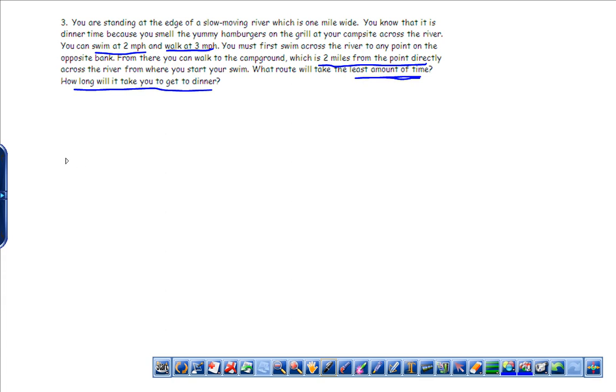Okay, I'm going to go about this with the same picture that I just drew, because I have to walk and I have to swim. So swimming and walking. So this is going to be the river, and this is the land. So let's see what we know about this. We know that it is 1 mile wide. The slow-moving river, which is 1 mile wide. So the river is only 1 mile wide.